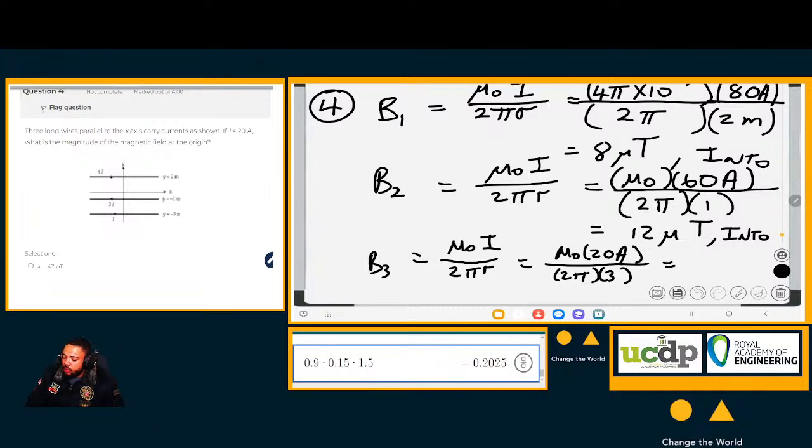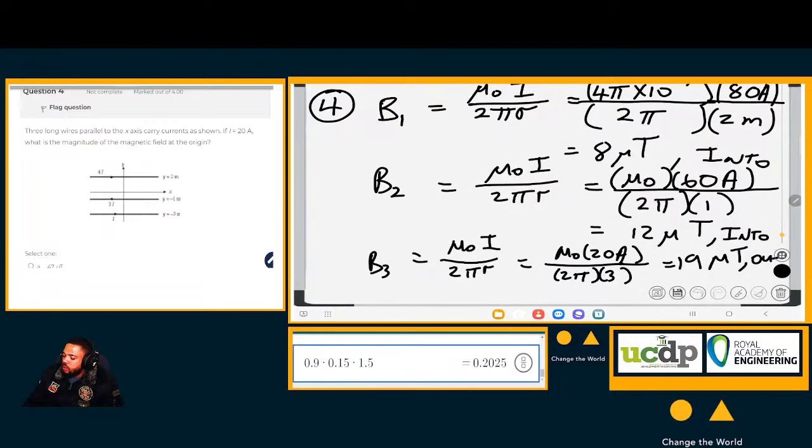Calculating that out gives you a value of approximately 19 microtesla. If we point our thumb in the direction of the current, our curled fingers will point in the direction of the magnetic field, and at the origin it will come out of the page. So this will be 19 microtesla out.